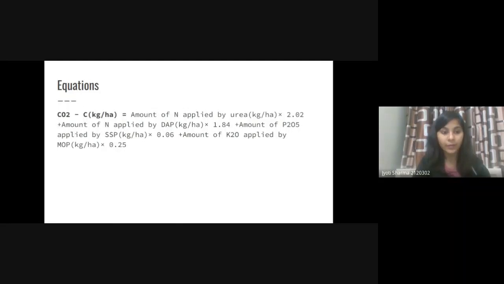Likewise we have different formulas. For example, if you are applying the fertilizer in your field, how much urea you applied, how much nitrogen you applied by DAP. These are the different compounds of the fertilizer. Then how much P2O5 you applied, then how much K2O applied. SSP and MO are the compounds by which you have this K2O and this P2O5, and you will multiply each of these amounts with the emission factor. Then you will calculate how much emission you had by the fertilizer.